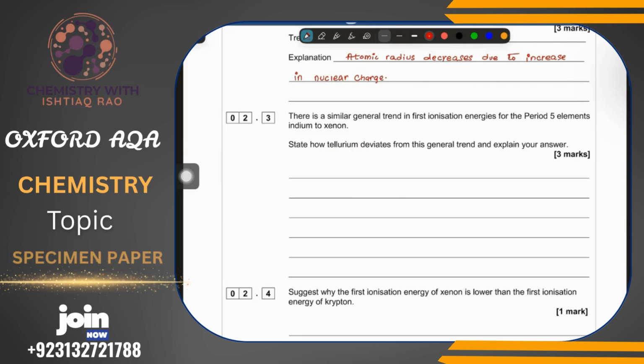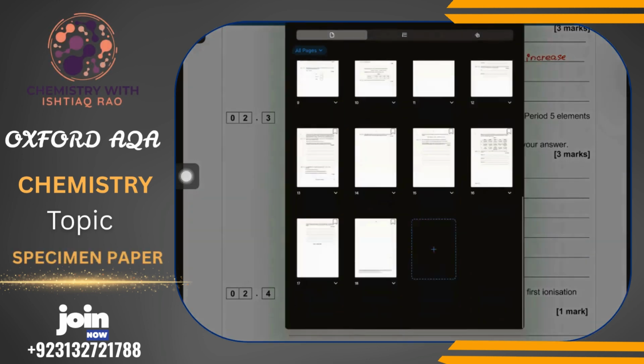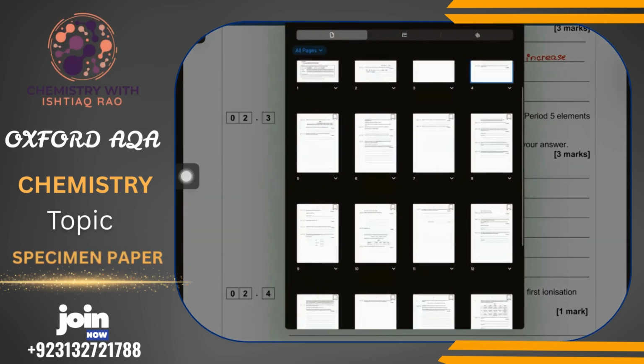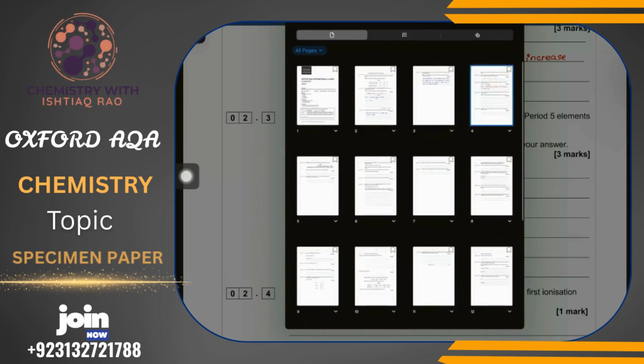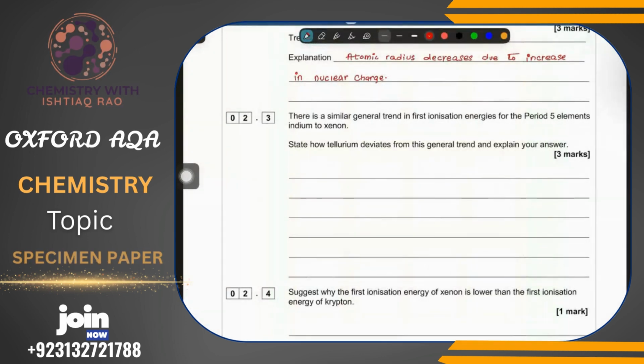So tellurium. What's the group? Let me see the periodic table. Tellurium is in group number 6. So in group 6, I have phosphorus and sulfur. Phosphorus is in group 5, sulfur is in group 6.